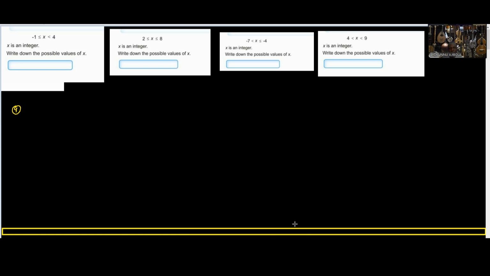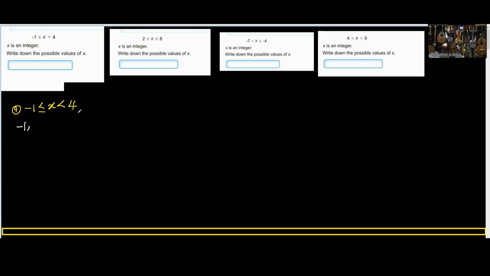To go about solving these inequality questions. The first question says -1 less than or equal to x, then x less than 4. It says write down the possible values of x. Now, the instruction here says -1 can be equal to x and can be less than x. So x can be -1, but x must be less than 4.